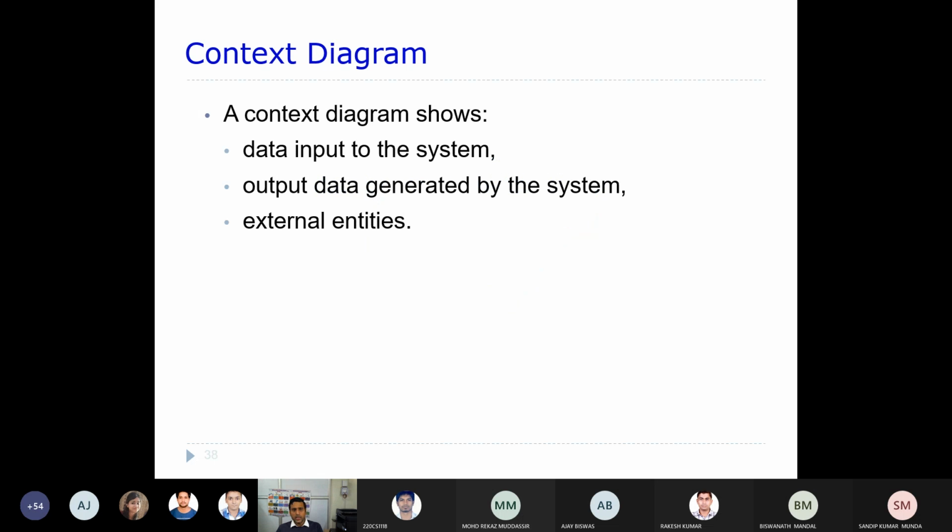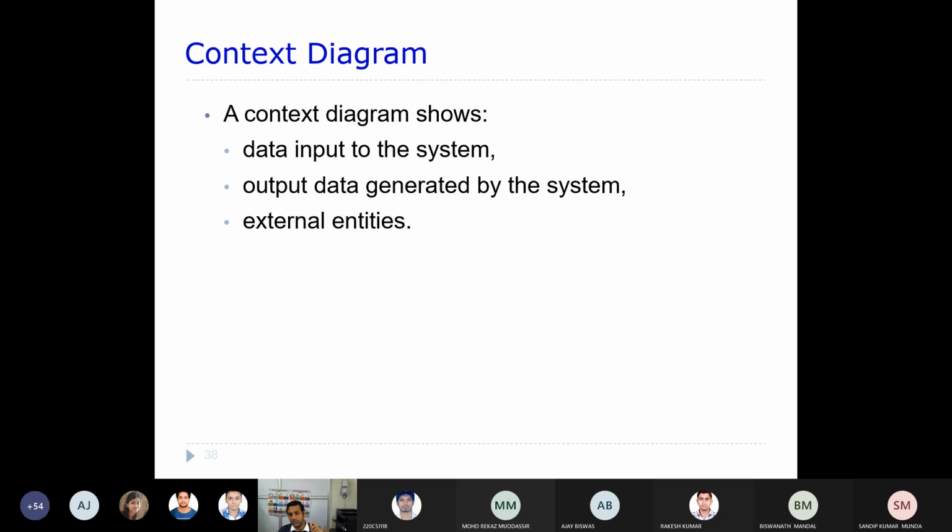So a context diagram shows data input to the system, output data generated by the system, and external entities. So as part of your context diagram, you will see these three things. You have the complete high level functionality of the system as a processing function, as a single bubble, and you will see what data is given to the system, what data is generated by the system, and what the external entities are. That means who is actually going to interact with the system.